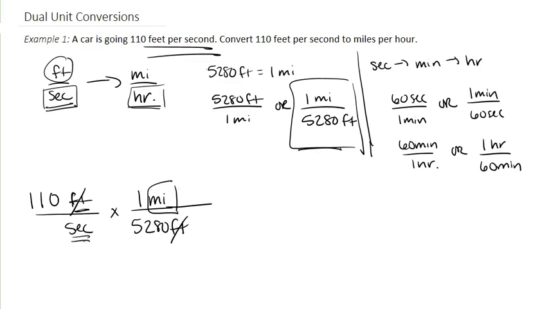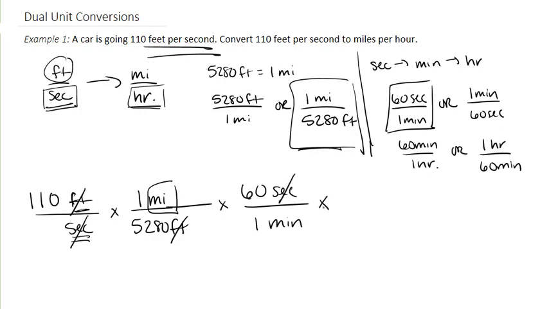Now we need to deal with the seconds. So we're going to need to multiply. So we get rid of seconds on the bottom. So we need seconds on the top. So this is what we're going to use. So we get 60 seconds over 1 minute. This gets rid of these here, and we're left with minutes.